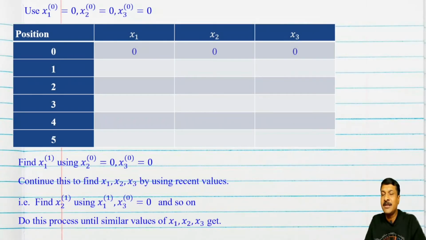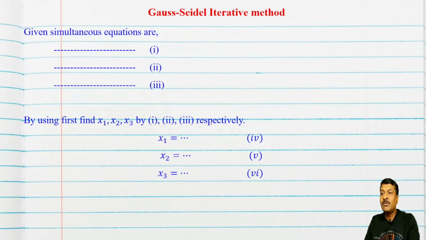That is why initially you consider the solution x1 equal to 0, x2 equal to 0 and x3 equal to 0. So that is position 0. I will denote it as x1 at 0 position, x2 at 0 position, x3 at 0 position. Make this table, because by this table it will be very easy to evaluate or find the next value. This table is very useful when we are solving the iterative method or lengthy method. So now we have this x1, x2, x3.